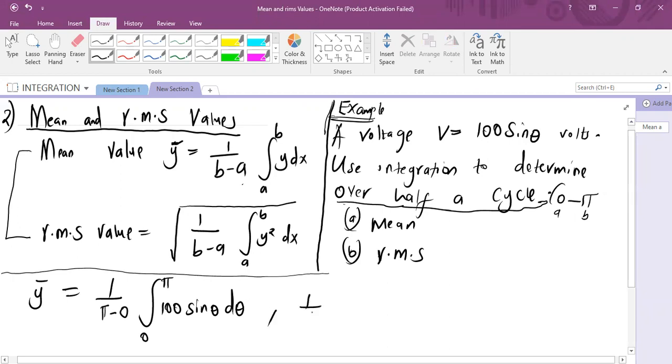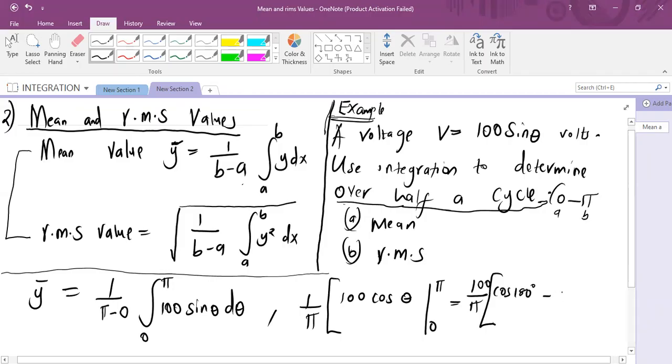So what will this give? This will give me 1 over pi into integrating 100 sine theta. We will get 100 cos of theta, and then replacing the range from 0 to pi. So I can write 100 over pi outside. Replacing, I will have cos of pi, pi is 180 degrees, minus cos of 0.